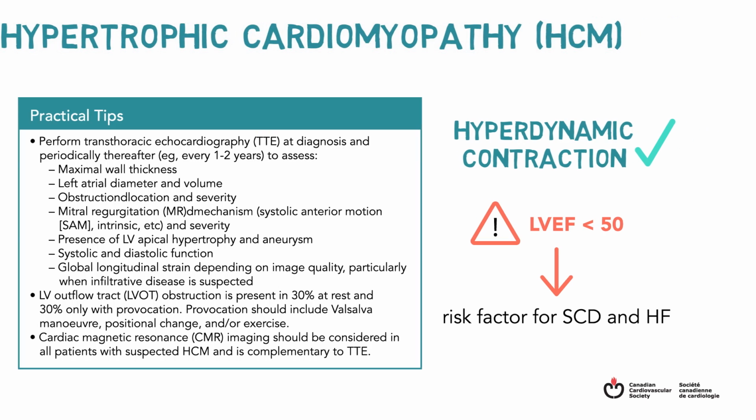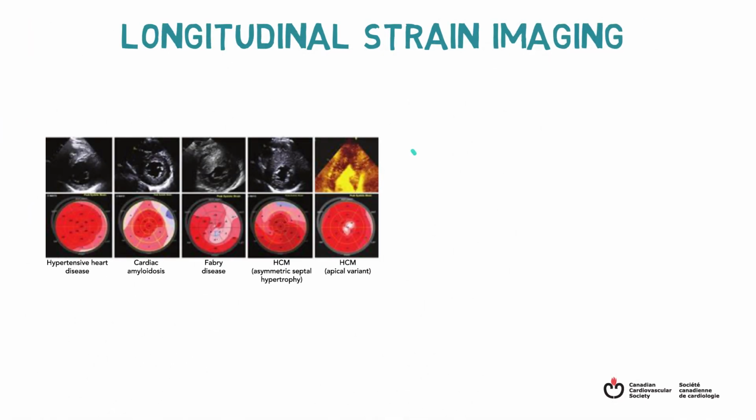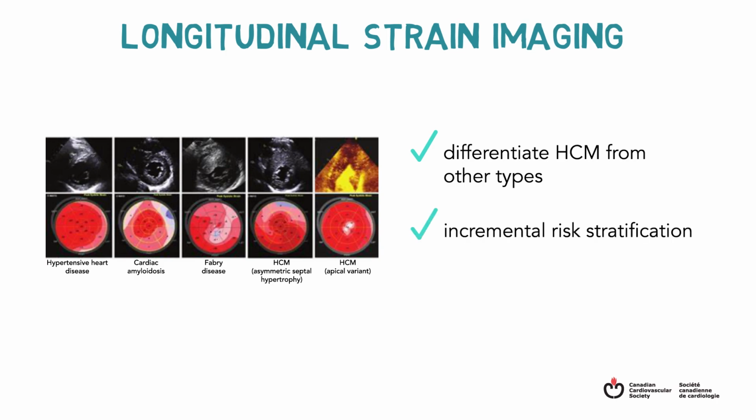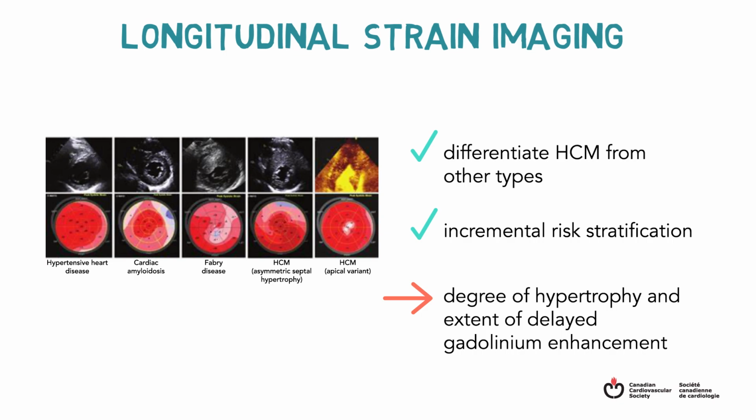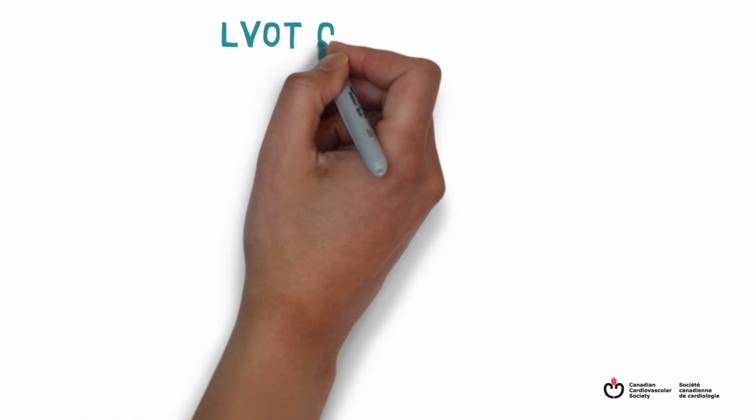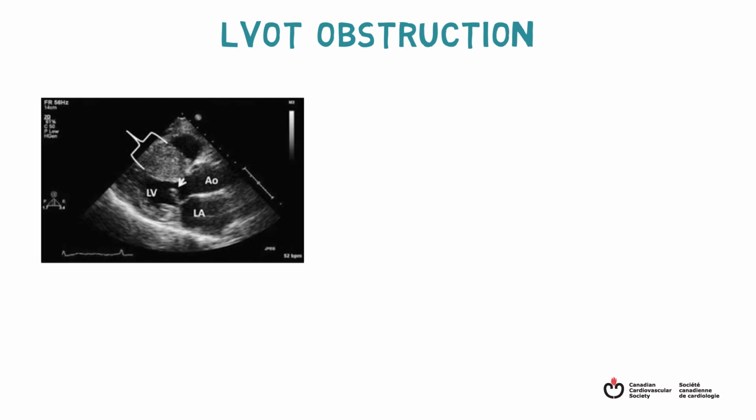Systolic dysfunction is defined as an LVEF less than 50% and represents a risk factor for sudden cardiac death and heart failure. Longitudinal strain imaging might help differentiate HCM from other types of cardiomyopathies such as amyloid and Fabry disease and might provide incremental risk stratification. Strain correlates with the degree of hypertrophy and the extent of delayed gadolinium enhancement seen in MRI imaging.